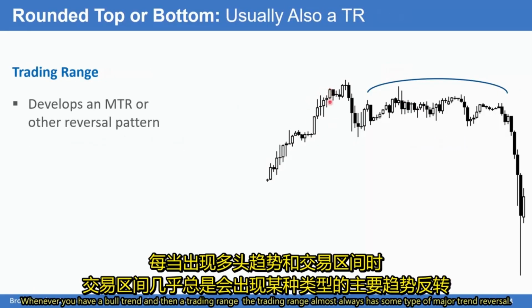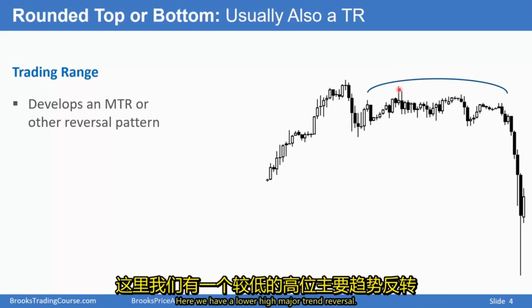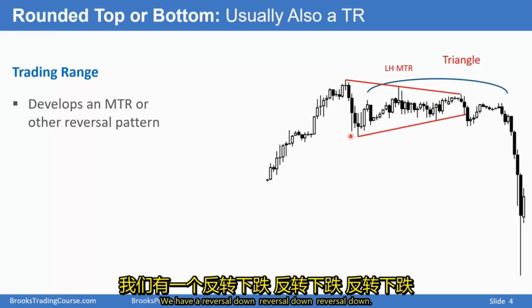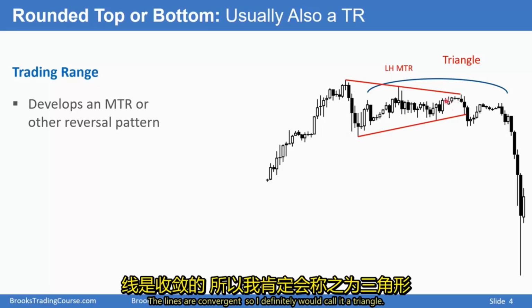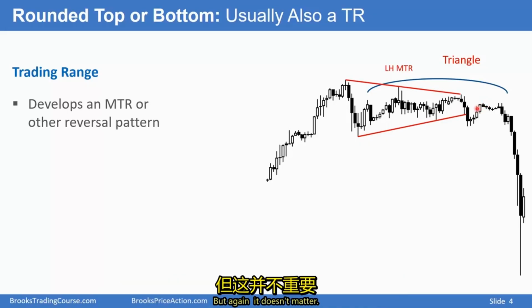Whenever you have a bull trend and then a trading range, the trading range almost always has some type of major trend reversal. Here we have a lower high major trend reversal. We have a reversal down, reversal down, reversal down. That's 3 reversals down. The pattern is sideways. I would call it a triangle. The lines are convergent, so I definitely would call it a triangle. But again, it doesn't matter.